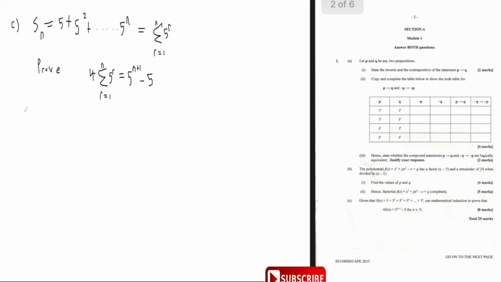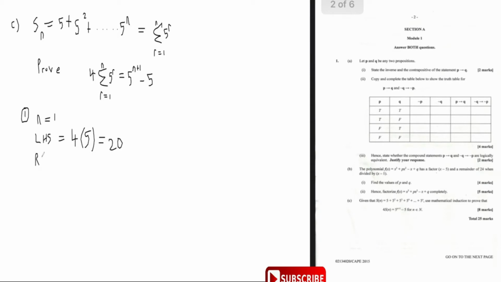Again, to prove this, you start with your 3 steps. You start with n equal to 1. When n is equal to 1, the left-hand side is going to be the sum from 1 to 1 of 5 to the r, which is just 5. So this is going to be 4 times 5. Another way to look at it is when r is equal to 1, it's just the first term, 5. 4 times 5, which is 20. That's the left-hand side.